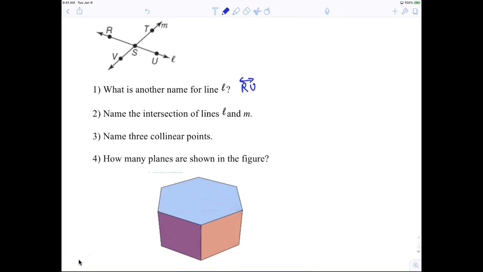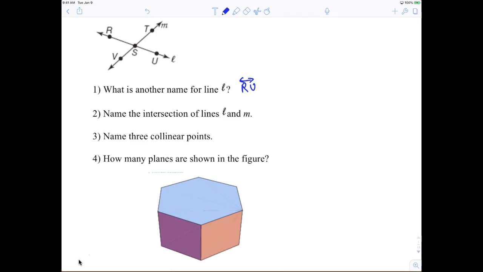Could be good. You could also do what? RS. So everybody agree with that? You could also do what? SU. All right, because it's a line, it goes indefinitely in both directions. Any questions with that? Pretty straightforward. Name the intersection of the lines. That would be what? S. Yes, S. Point S.